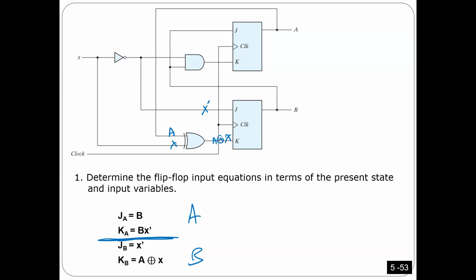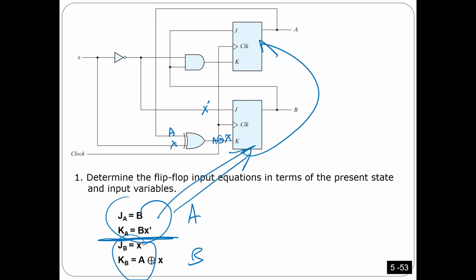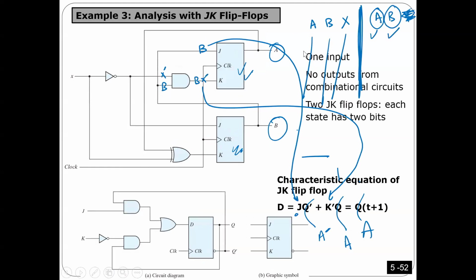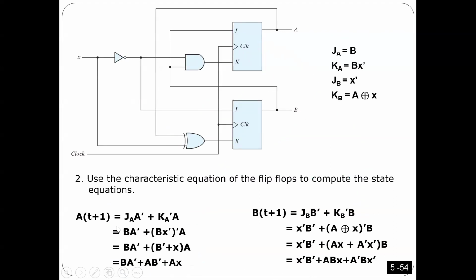Okay. And then after that, once I have the input here, I will put this one as a characteristic equation of A. I'm gonna put this one as a characteristic equation for B, in order to get two equations. We put this as a state equation for A and B. Okay, that's what I did. So you see here, the new value of A is actually GA A prime, this is the characteristic equation, plus KA prime A. And then after that, I'm gonna plug in. GA is actually B. KA is actually BX prime. Everything is prime. Okay.